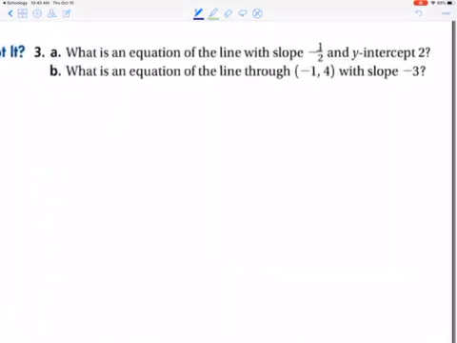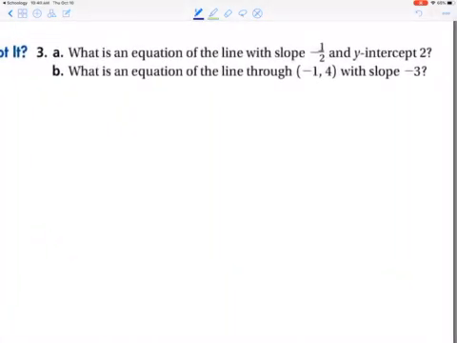Okay, I want you to try to do these two problems. Pause the movie, do those on your own, and then press play when you are finished.